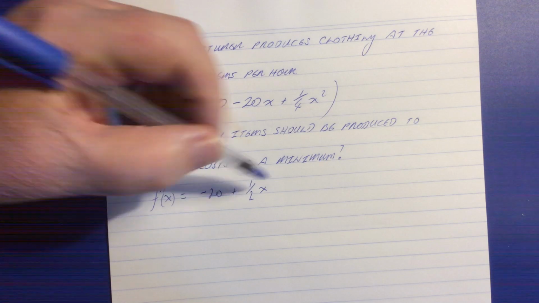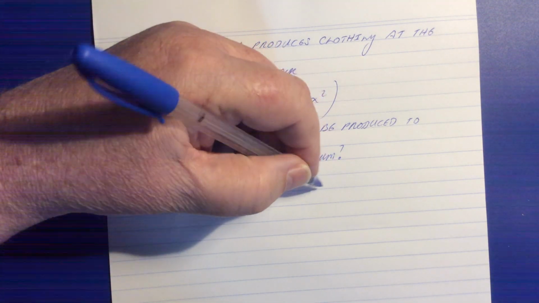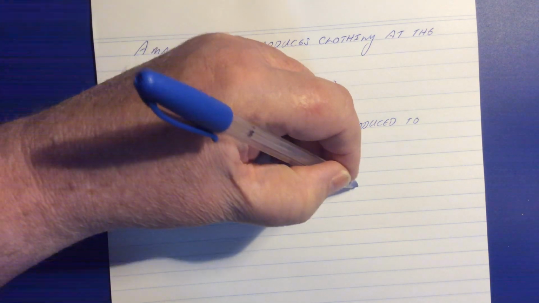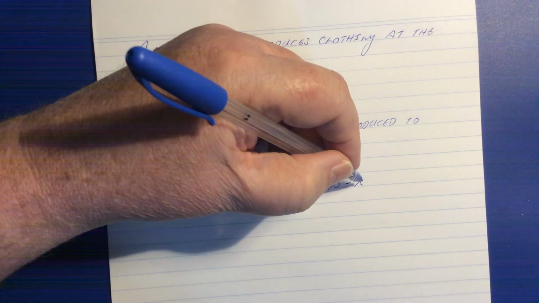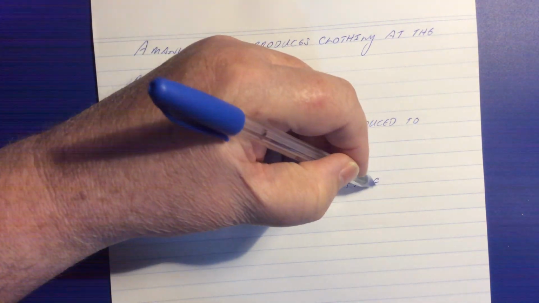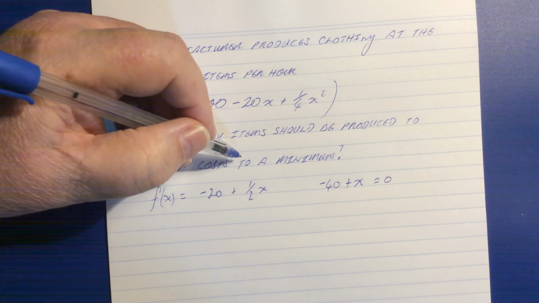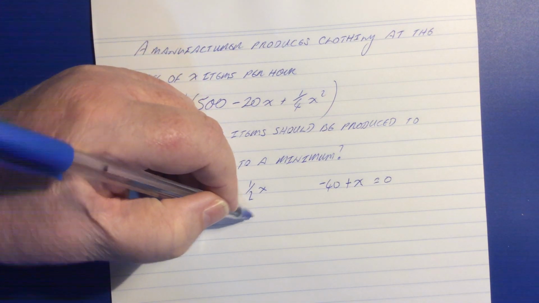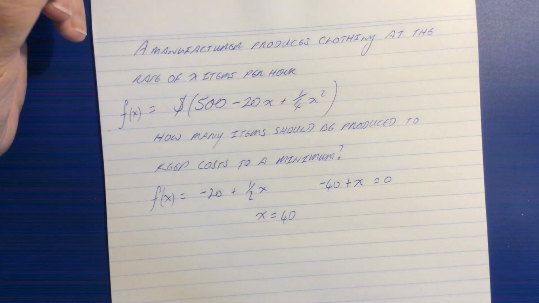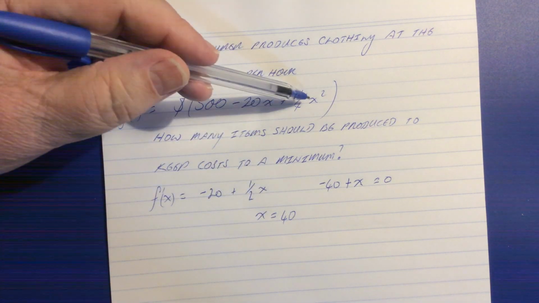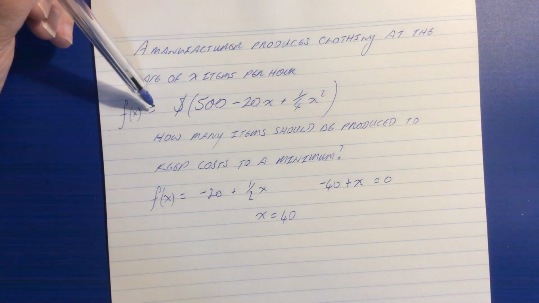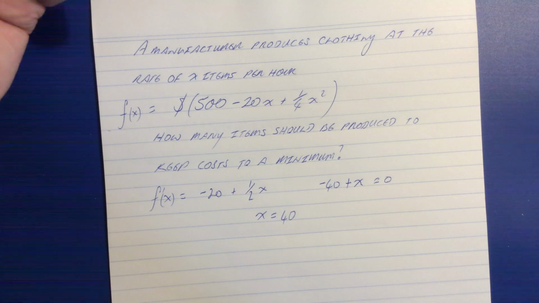Now, let's get rid of this half. Let's just multiply through by 2. So negative 40 plus x. We need to make that equal 0. And if we do that, we discover that x is equal to 40. That is the magic number at which production is at its most efficient in terms of costs. And that's really all there is to this.